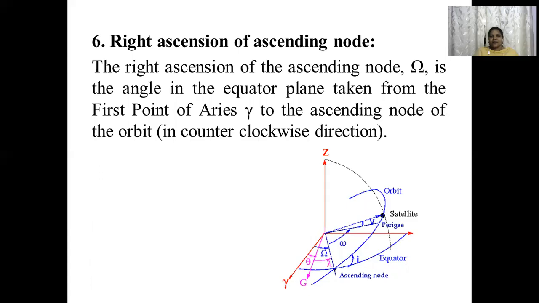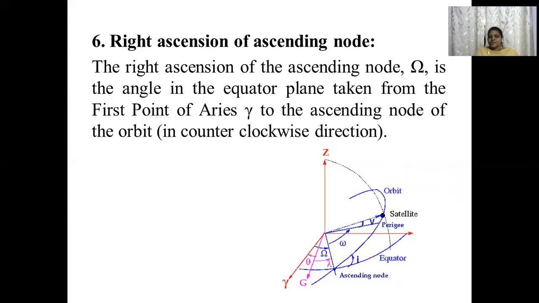And the last parameter is right ascension of ascending node. This is the last orbital parameter. In this diagram, you can see the ascending node, the equator, the perigee, orbit, satellite, all that you can see. Here you can see lambda. The right ascension of ascending node, which is represented with lambda, is the angle in the equator plane taken from the first point of Aries, gamma, to the ascending node of the orbit.